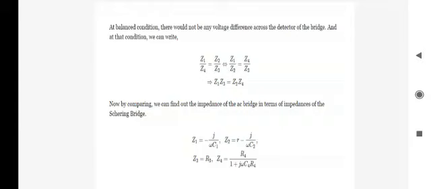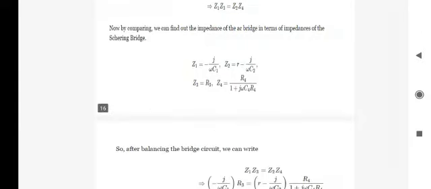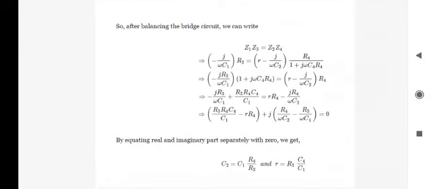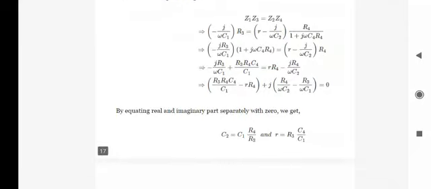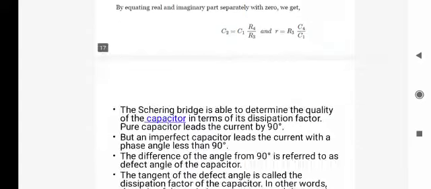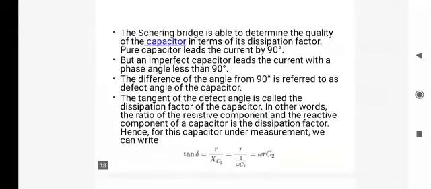So the respective impedance values have been given. After balancing the bridge circuit, we can write Z1 Z3 equals Z2 Z4. So by equating real and imaginary parts separately with 0, we get C2 equals C1 R4 by R3 and R equals R3 C4 by C1. So the Schering bridge is able to determine the quality of the capacitor in terms of its dissipation factor.